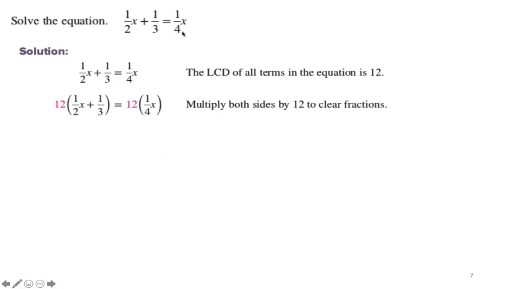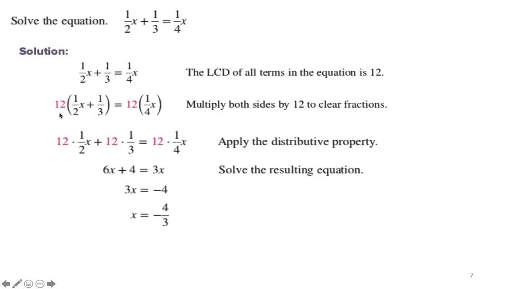So 12 is a multiple of 2, 3, 4, and it's also the smallest multiple. That's why it's the least common multiple, or the least common denominator. And so we're going to take that LCD, which is 12, and multiply the entire expression by 12. The reason why we do that is because we want to cancel out all of the denominators so that the denominator is clear. So if I do this, then 12 times 1/2 x becomes 6x. We have to distribute the 12 into this as well. 12 times 1/3 is 4. 12 times 1/4 is 3, so we have 3x on the right side.